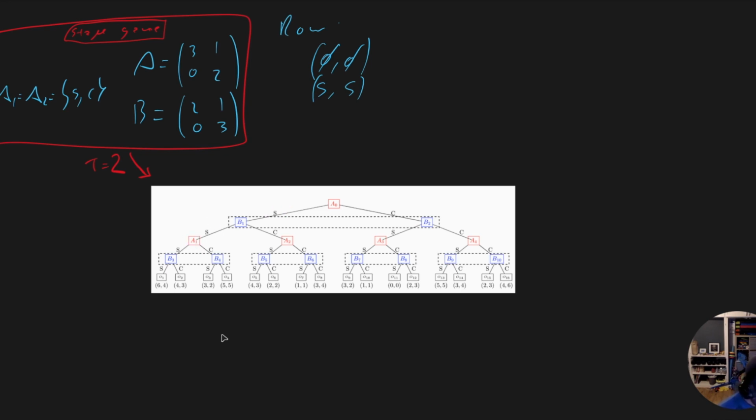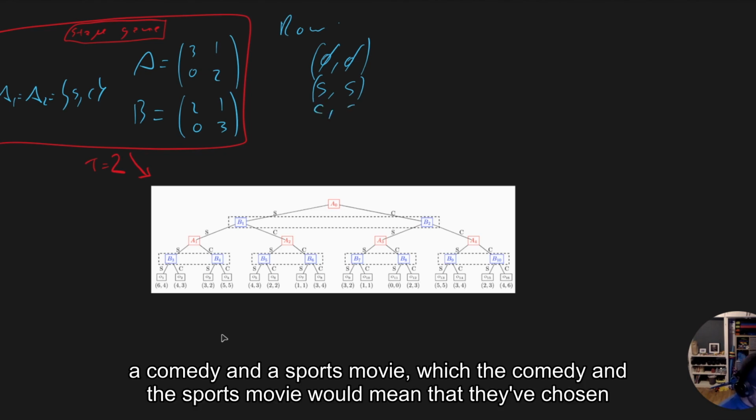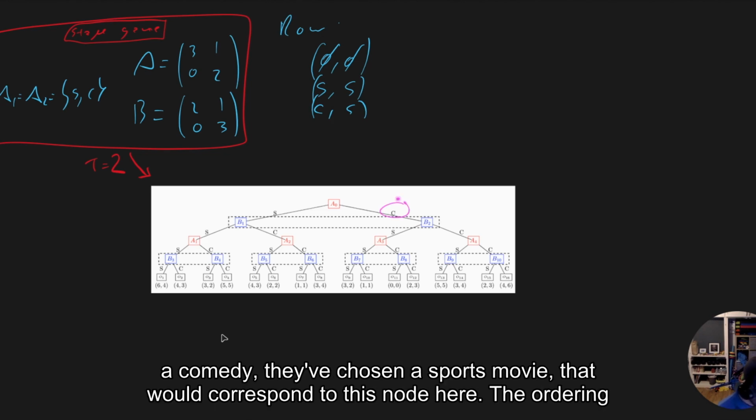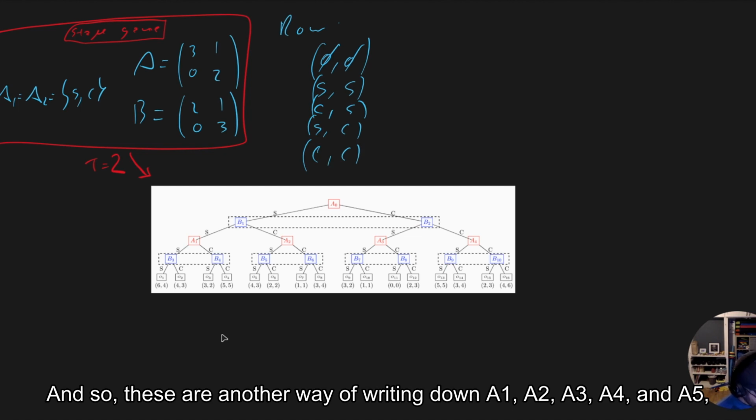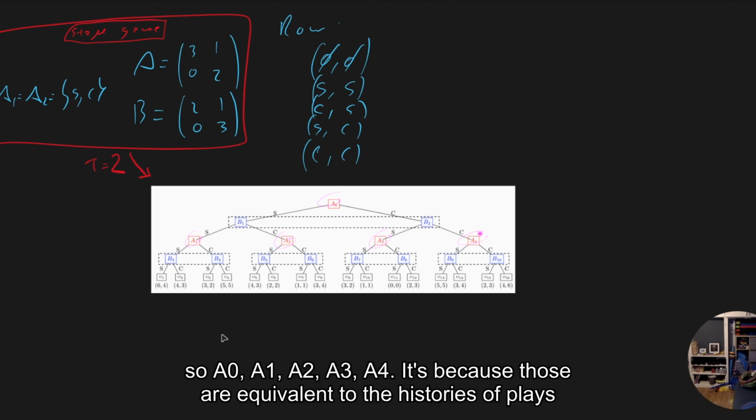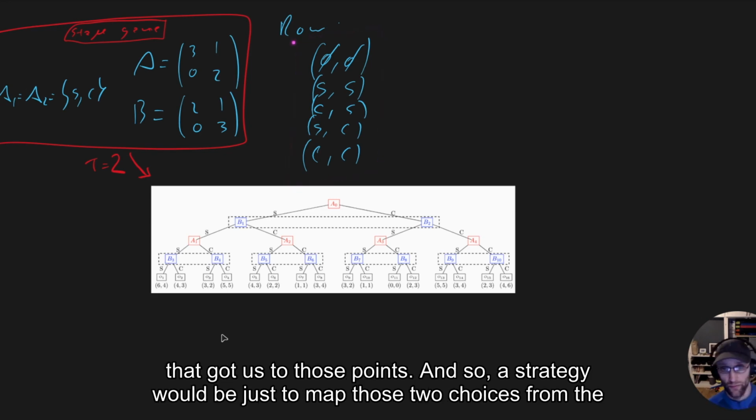Or given a comedy and a sports movie, which would mean that they've chosen a comedy, they've chosen a sports movie. That would correspond to this node here. The ordering doesn't matter, of course, or given a sports movie and a comedy, or finally given two comedies. And so these are another way of writing down A0, A1, A2, A3, A4. It's because those are equivalent to the histories of plays that got us to those points.